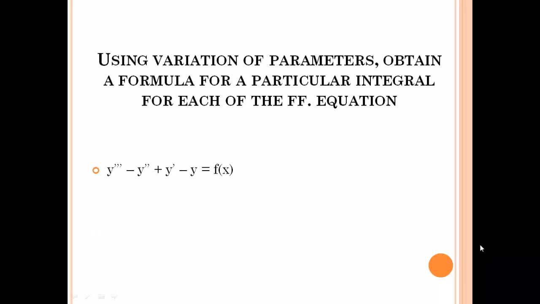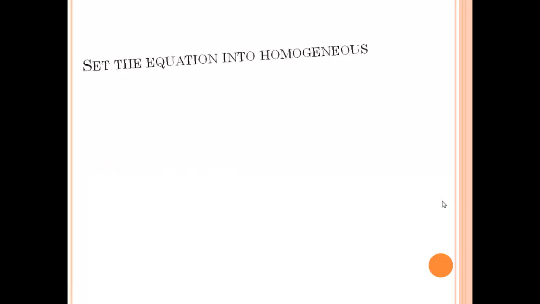Our equation is y triple prime minus y double prime plus y prime minus y is equal to f of x. Now for the solution. First, set the equation into homogeneous. Now our equation would be y triple prime minus y double prime plus y prime minus y is equal to 0. Now we will get the roots denoted by m.